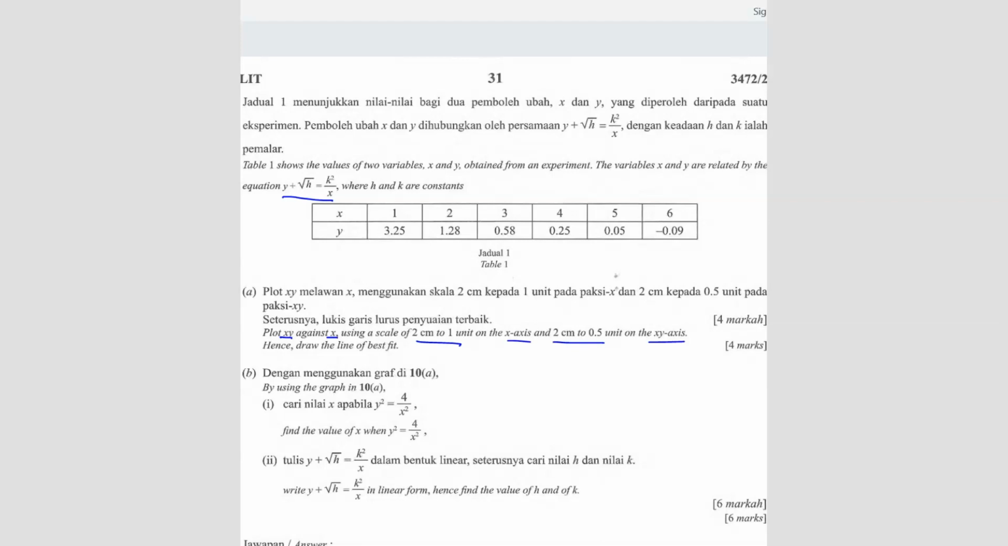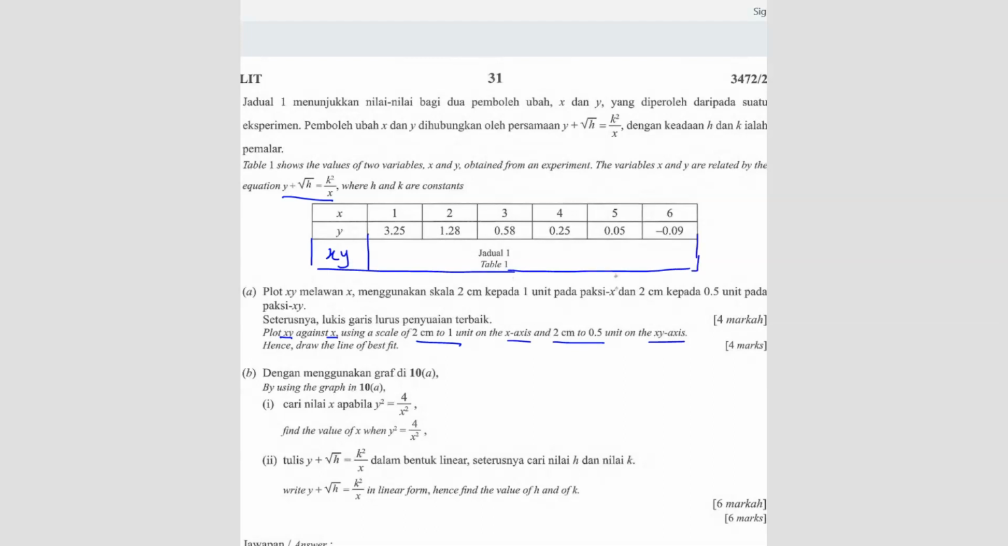So first, they ask you to plot xy against x. You don't really have xy, right? Because this one will be on the y-axis and this one will be on the x-axis. So xy we don't have. We have to form our xy because we only have x and y here. So the first thing we have to do is form our xy.